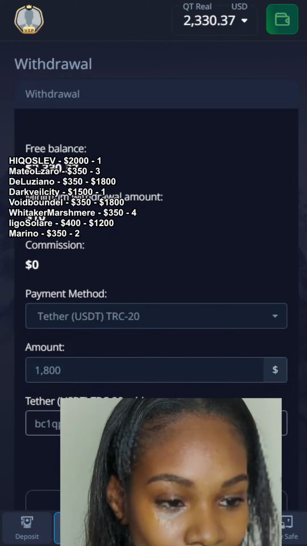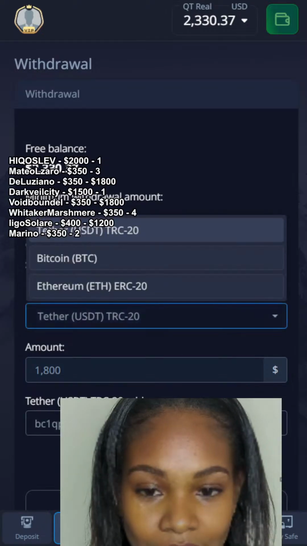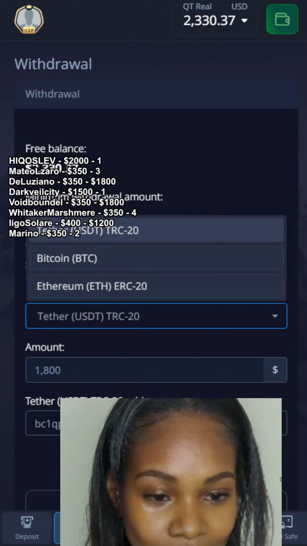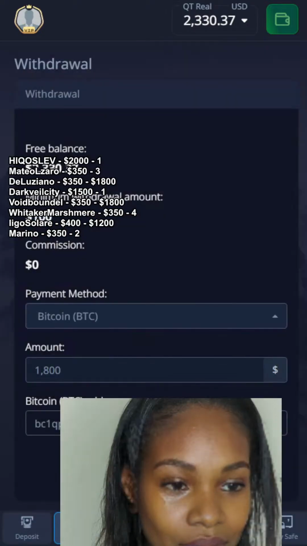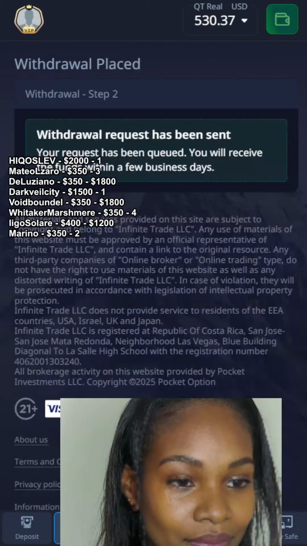Bitcoin wallets, and we have closed in a plus. Congratulations. We don't need anymore.